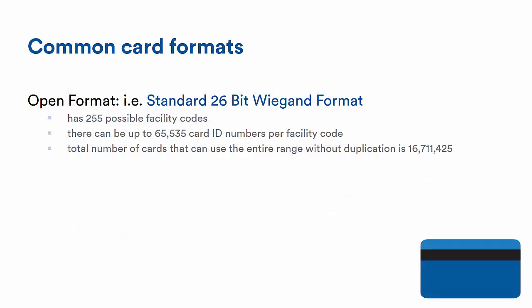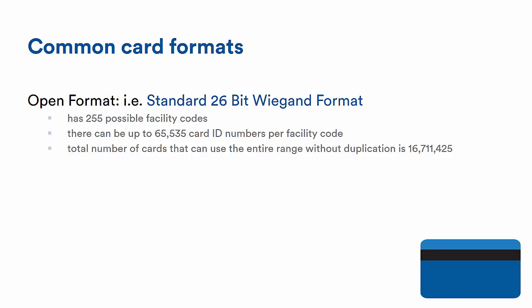So there are several common card formats. Others are controlled, and your customers can even define a custom card format. The very popular standard 26-bit Wiegand format is an example of an open format. It has 255 possible facility codes, and there can be up to 65,535 card ID numbers per facility code. So that represents a total number of cards that can be used in its entire range without any duplication of about 16.7 million. The moment you go past 16.7 million, there's a risk of overlapping.